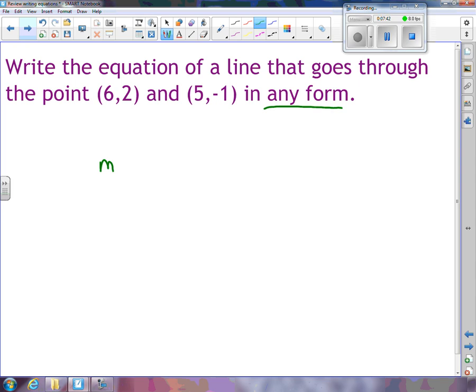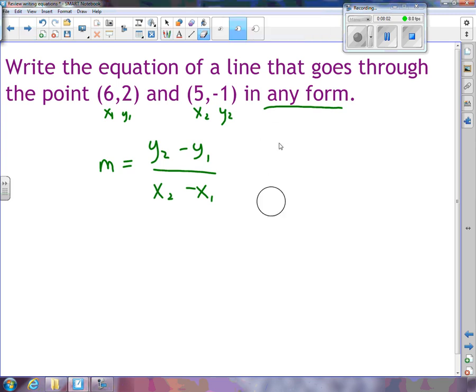If you recall from Algebra 1, the formula for slope is y2 minus y1 over x2 minus x1. Here, x1, y1 represent a point, and x2, y2 represent another point. So if I want to figure out the slope of this line, I just plug these values for x and y into the slope equation. So here y2 is negative 1 and y1 is 2. Then x2 is 5 and x1 is 6.